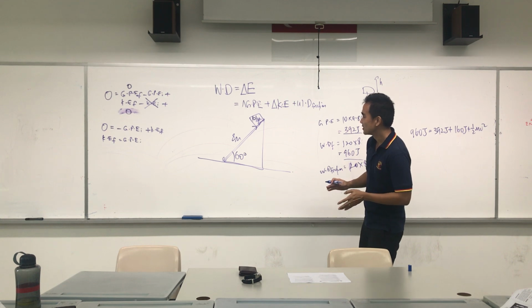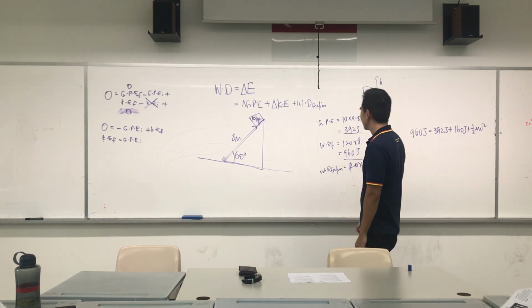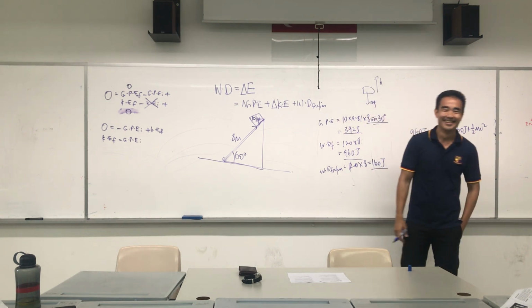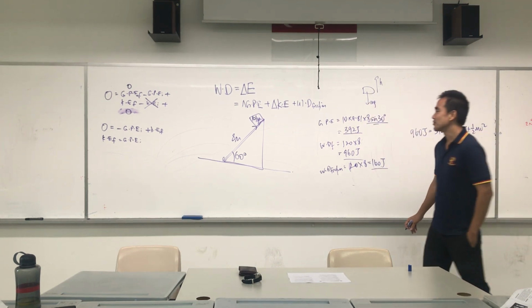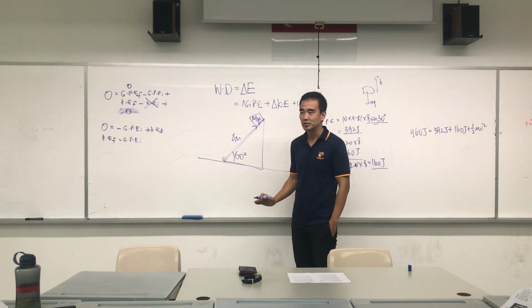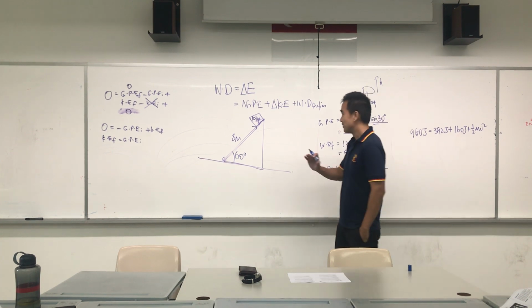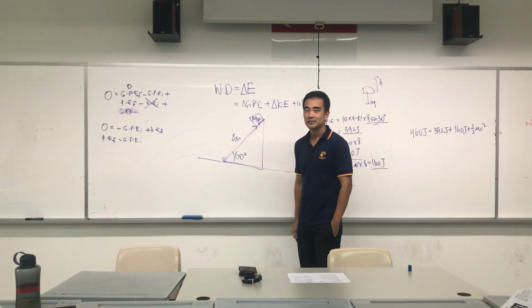If this is a bad drawing, it's supposed to be a flat surface. It's supposed to be a horizontal surface. I'm sure it's flat. Need to tilt a bit. Okay, so let's take a look at this question. All surfaces in this question are frictionless. Okay? Frictionless. So when I release this, what will happen?